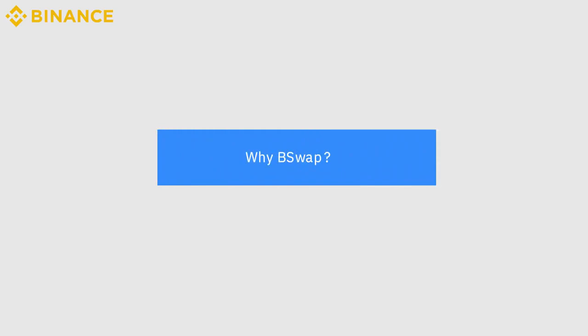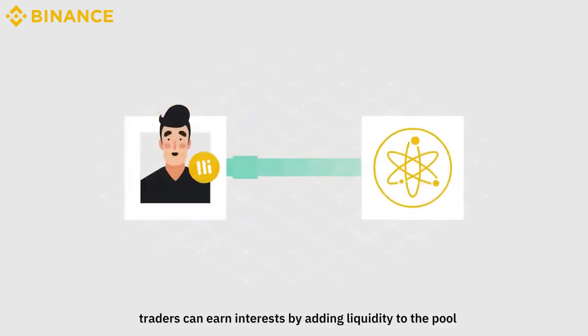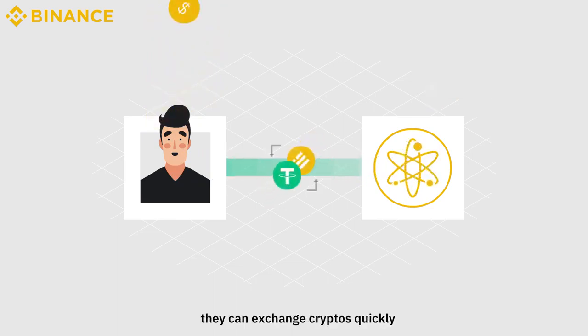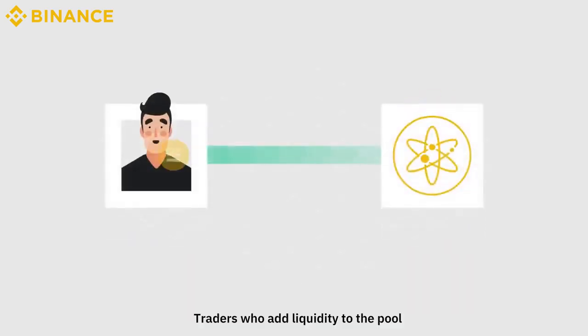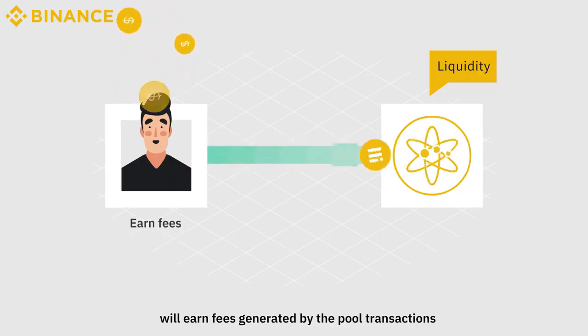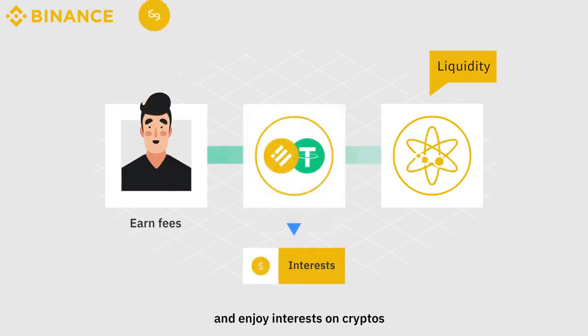Why BSwap? Through BSwap, traders can earn interests by adding liquidity to the pool. In addition, they can exchange cryptos quickly. 1. Add liquidity and earn shares and interests. Traders who add liquidity to the pool by adding funds will earn fees generated by the pool transactions and enjoy interests on cryptos. 2. Swap cryptos in seconds.